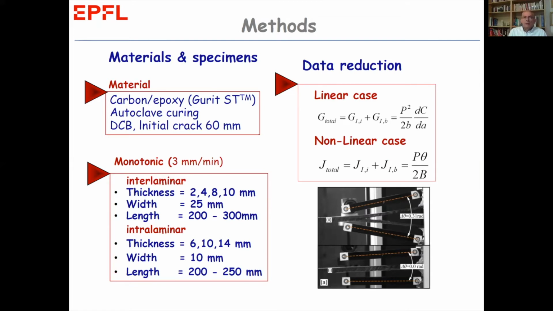The data reduction we followed is, for the linear case, first using the compliance calibration, as shown here, and this is actually the ASTM standard. And then we also employed a nonlinear data reduction method using the J integral, whose expression is shown here. Theta is the angle of the loading block where the force P applies. It is shown here. Now the angle is measured using digital image correlation, and it is the rotation of these bars as shown here, again followed by digital image correlation.